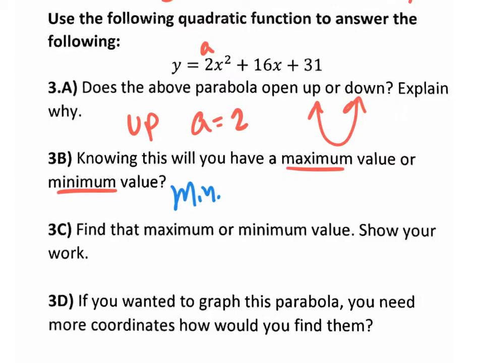All right, 3C, find that maximum or minimum value, show your work. Wow, so if they tell you to find the max or min, and we just said it was a minimum, we want to find that minimum value, they're really asking you to find the what? The vertex. The vertex is the max or min, right? So let's find the vertex. How do I find the vertex, which is a coordinate, an x value and a y value? How do I find that vertex?